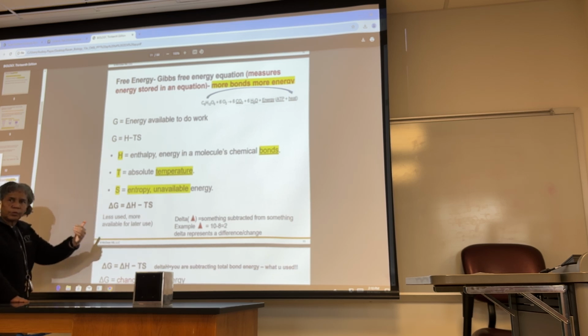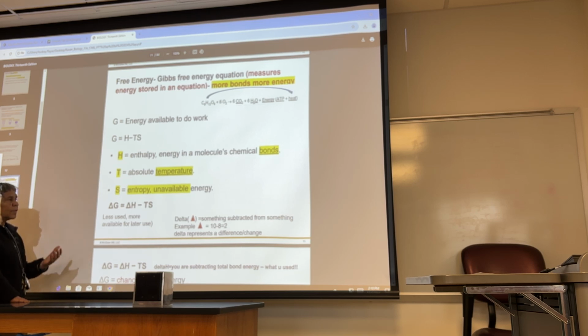Delta is not an absolute value. It means it's a change in something. Whenever you see delta, it means that something has been subtracted from something else. It's not an absolute number.